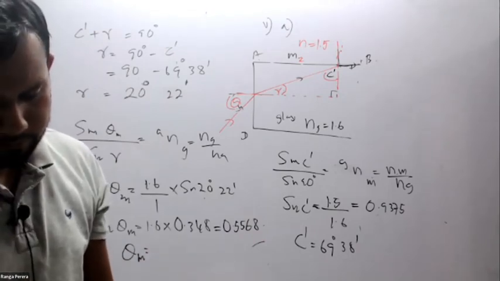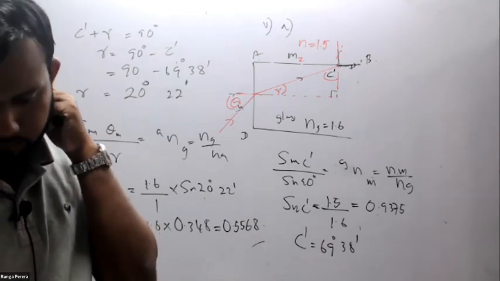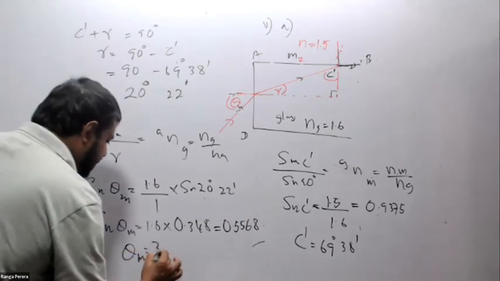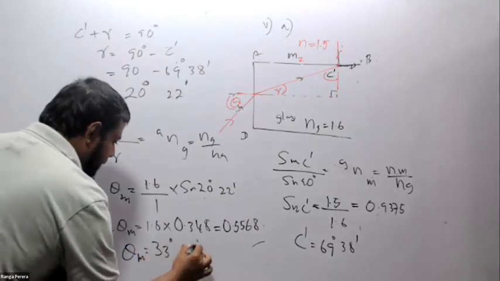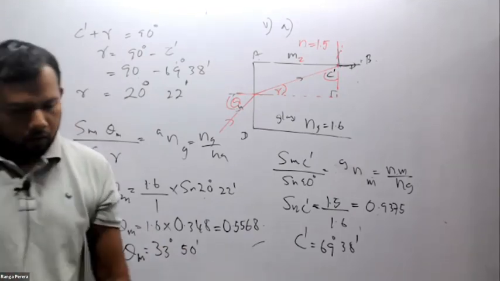Theta m. Anyone of you? Check whether we get 33 degrees 50 minutes. Okay, good. You got the 33 degrees 50 minutes, right? Fine. Okay.